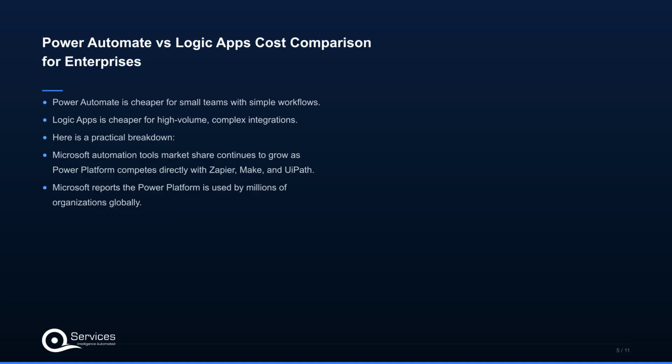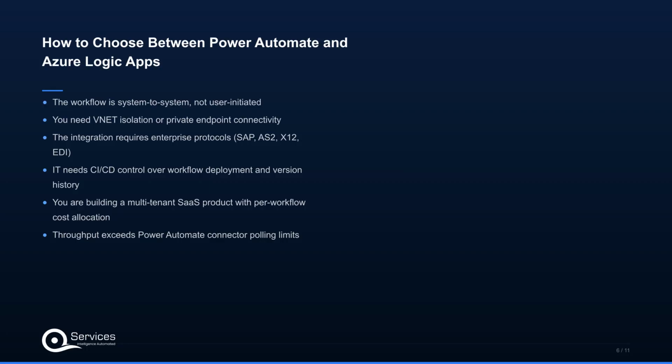Microsoft Automation Tools market share continues to grow as Power Platform competes directly with Zapier, Make, and UiPath. Microsoft reports the Power Platform is used by millions of organizations globally. Power Platform automation ROI benchmarks for mid-market companies consistently show 15 to 20% productivity gains on properly implemented processes, though that number varies significantly by implementation quality. Azure Logic Apps enterprise adoption rate has also risen steadily as more ISVs standardize on Azure integration services for their back-end pipelines. Let's talk about how to choose between Power Automate and Azure Logic Apps.